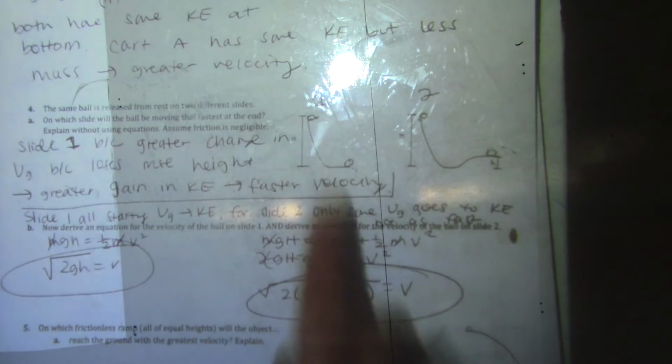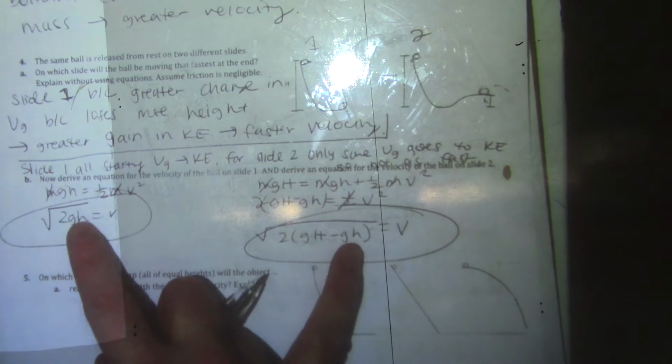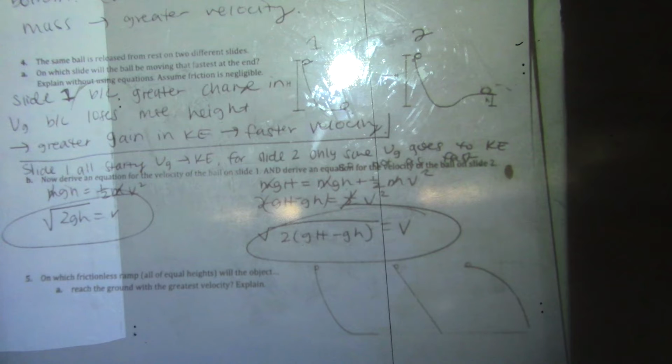And this is consistent, right? We said that this one would be faster. See how this velocity is this velocity minus something, so that means it must be less than this one if you're taking away from it.